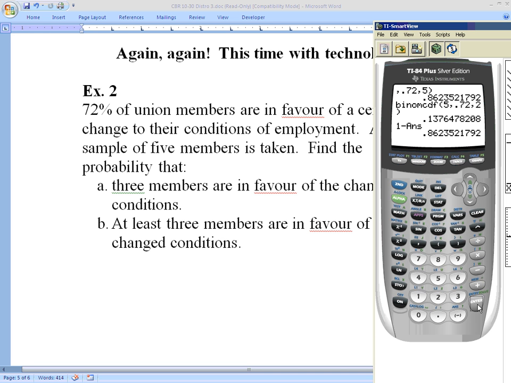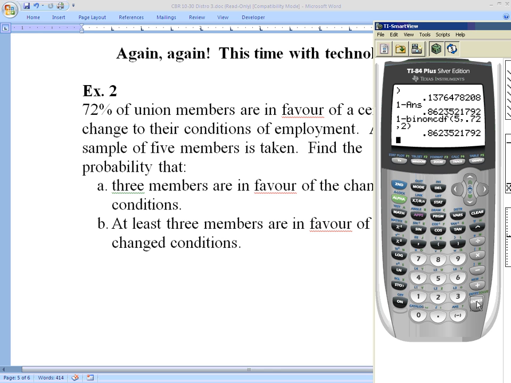Or what's another way to do this? So if you know that you are trying to get above a value, pick the one below it, which again in this case would be 2, and start off by subtracting. So I can do 1 minus, go to my distribution. I worked backwards that way to get there faster. So binom CDF, again, 5 trials. The probability was 0.72, and I wanted to get rid of the 2, the 1, and the 0. So I put a 2 in there, which is my highest value that I'm getting rid of. I press enter, and again, there's my right answer.